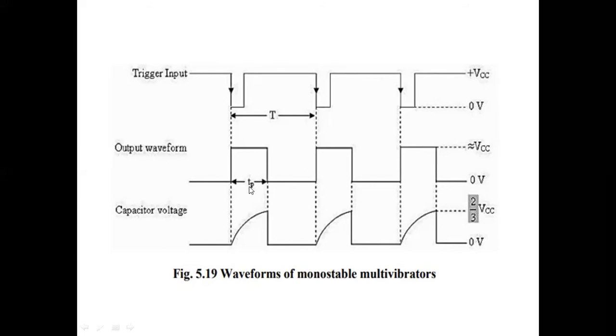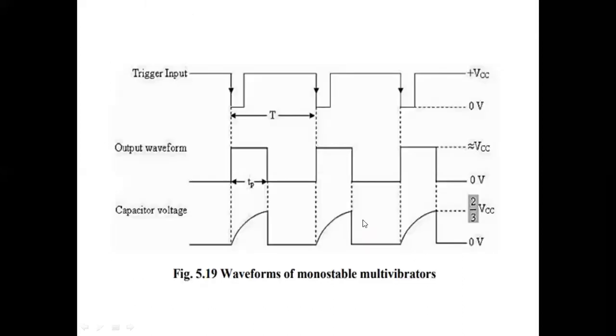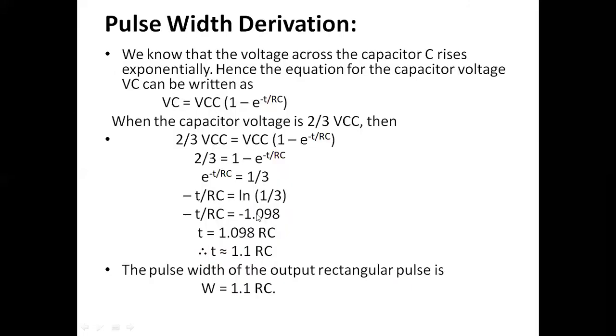In order to derive the pulse width, we are mainly using the capacitor voltage. Already we know the capacitor voltage equation: VC is equal to VCC into 1 minus e power minus t by RC. Here the capacitor voltage is 2 by 3 VCC from this figure. Substitute that value and simplify this equation, then we get T is equal to 1.1 RC. The pulse width of the output pulse is 1.1 RC. Mainly the pulse width depends on the resistor and capacitor components.